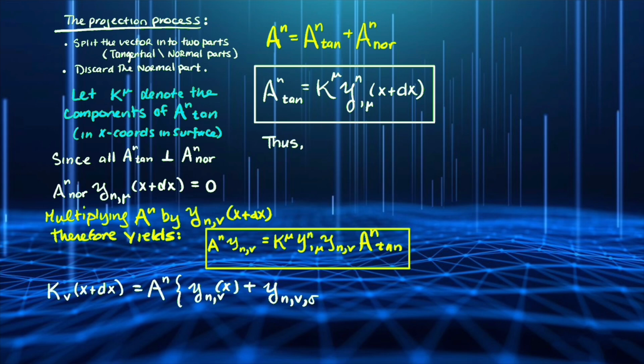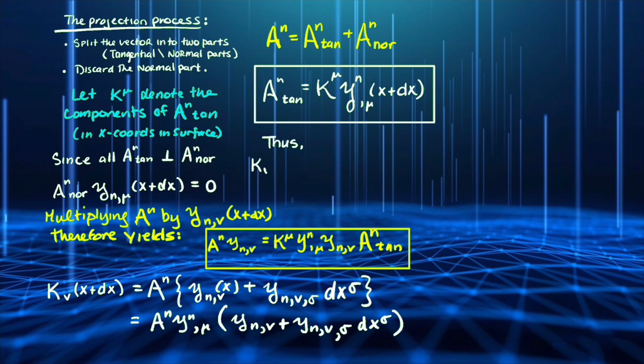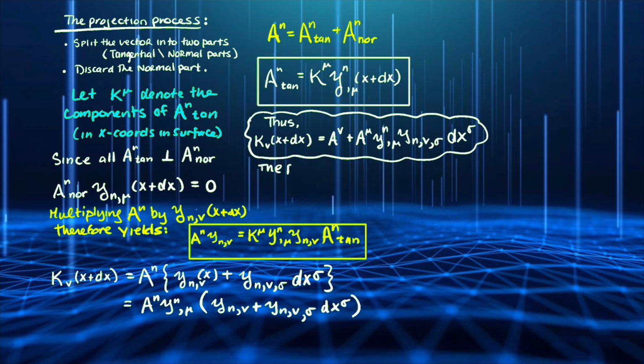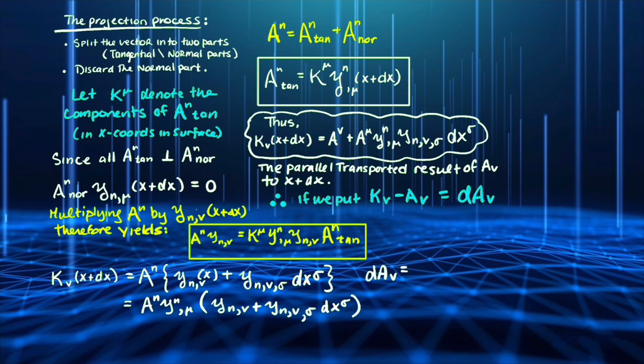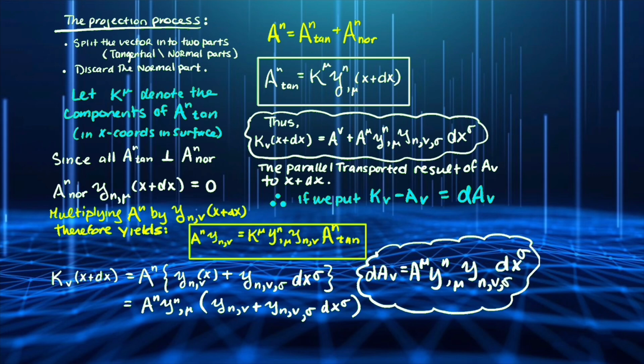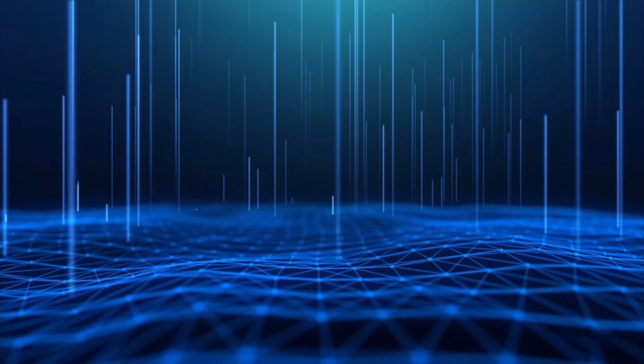Thus, for the vector k, transforming in linear approximation here, our projection process produces the following result. So we have a parallel transported result of a^ν. If we now take the difference between k^ν and a^ν, we get the differential dA^ν, written in terms of the x coordinates.